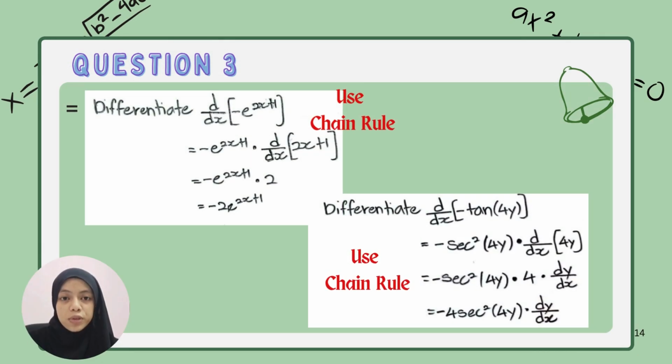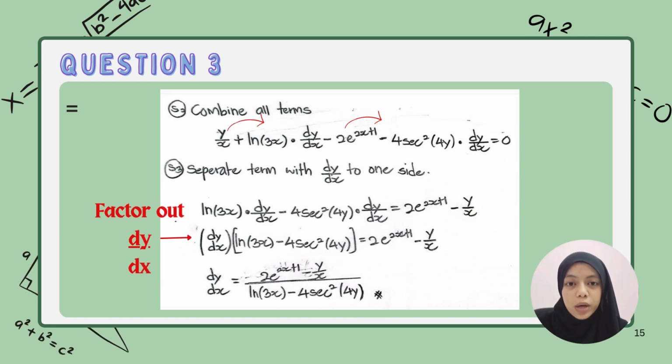Next, we need to differentiate d per dx of negative e power of 2x plus 1. So we need to use the chain rule and the answer we get is negative 2e power of 2x plus 1. Then we need to differentiate d per dx of negative tan(4y). So we also need to use the chain rule and the answer we get is negative 4 sec squared(4y) times dy per dx.